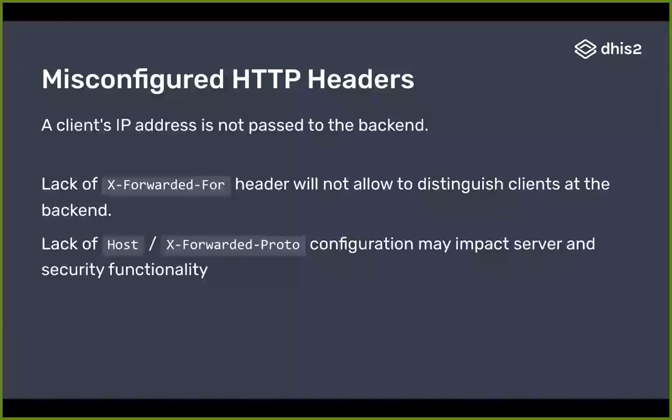This is what we discussed today. So if the client IP address is not passed to the backend due to misconfigured HTTP headers, we are not able to detect and distinguish users, and incorrect or inaccurate information goes to the DHIS2 log files. Depending on what header we're talking about, there are different types of issues, but at least X-Forwarded-For should be configured. And if you lack Host or X-Forwarded-Proto headers on the reverse proxy, it means that the traffic can be rerouted in the wrong way, or the security can be downgraded on this connection.